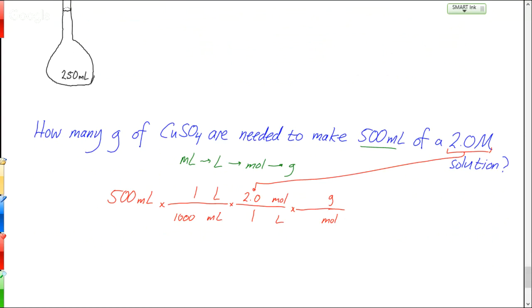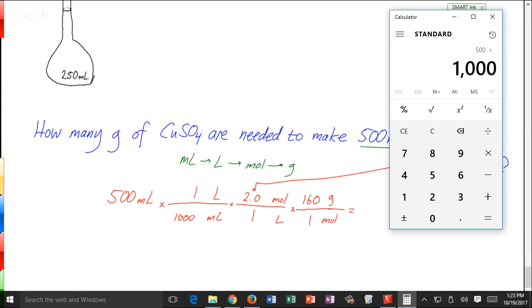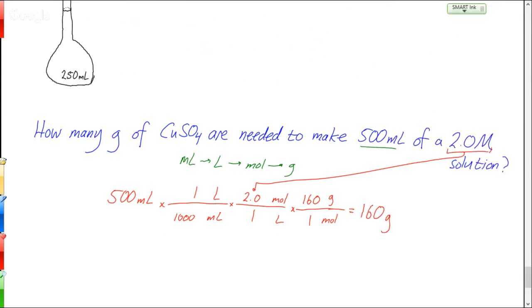Did somebody calculate that for copper sulfate? 160? Does that sound right? Yes, okay. Oh, that's interesting. Does it just come out to 160? Oh, yeah, because the 500 divided by 1,000 is a half, and times 2 is 1, so then, yeah, 160. Okay, so just a weird coincidence. Well, not really weird. If you want half of a liter of a 2-molar solution, there'd be 1 mole in there, so that makes sense. All right, so that's how you do that type of a problem.